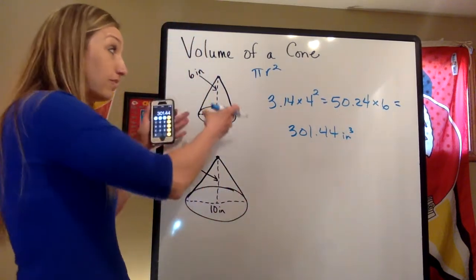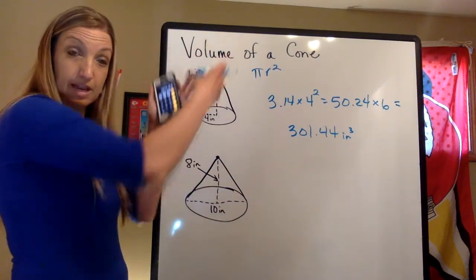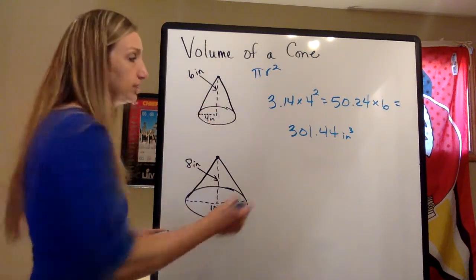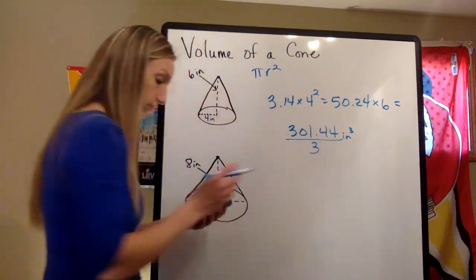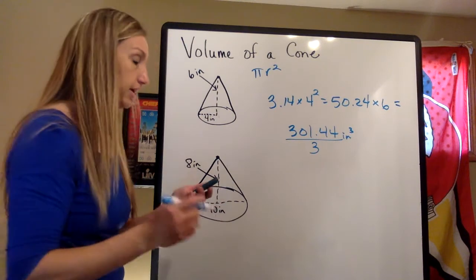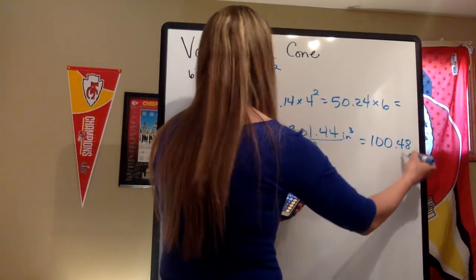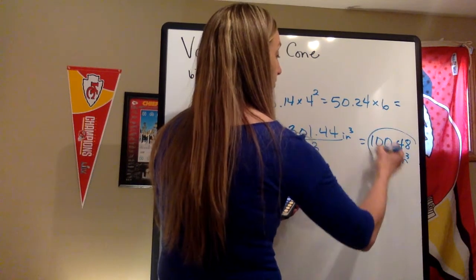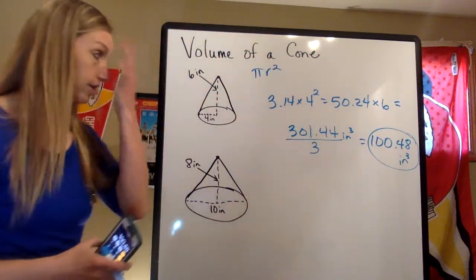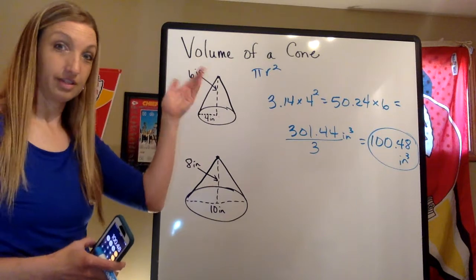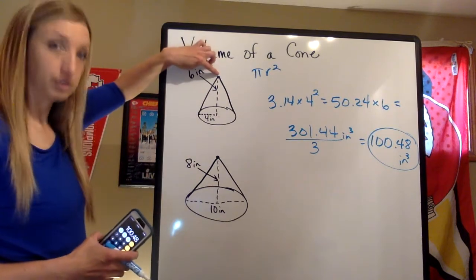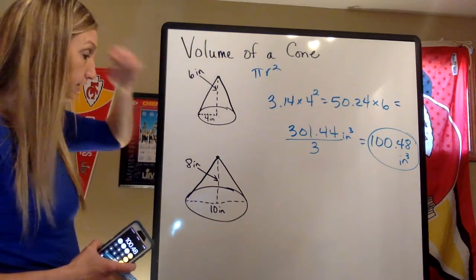Okay, so that would be if it was a cylinder. If it was straight up and down, we would be done. But we have a cone, so we need to take that and divide it by 3. And I get 100.48 inches cubed. Okay, area of the base times the height. It has an apex, so I have to divide by 3.